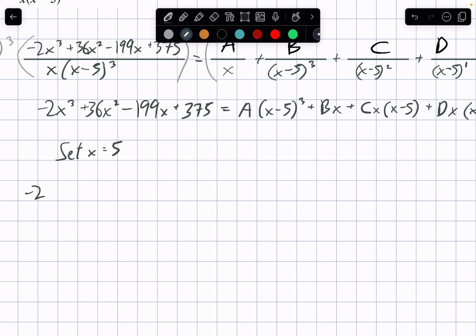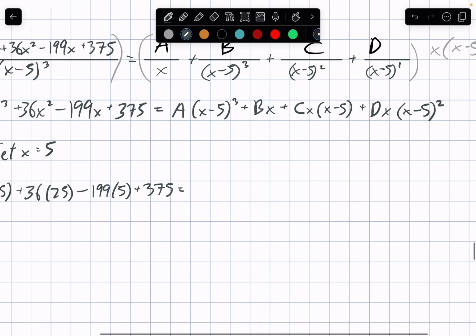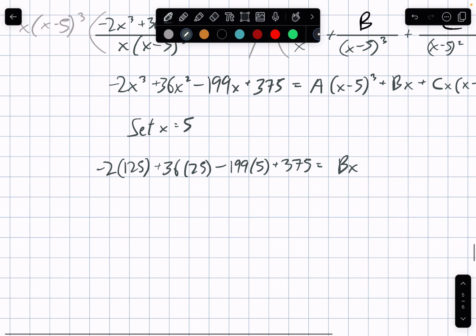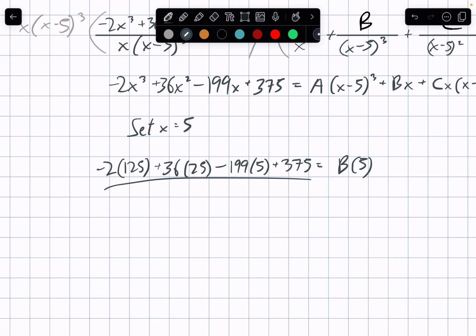So let's do that. 2 times 25 times 5, 125 plus 36 times 25 minus 199 times 5 plus 375 is equal to a. Well, a would be 0, because 5 minus 5 is 0, 0 raised to 3 is 0, 0 times a is 0. Same goes for c and d over here. So we're left with bx, such that x is 5. Okay, we'll be using a calculator. This is too big for us to mentally compute. What is this? 107.